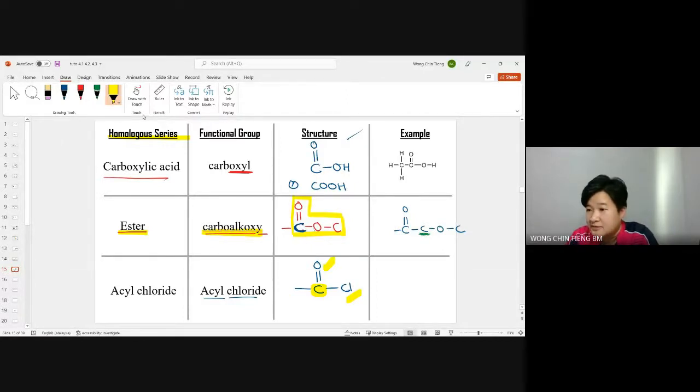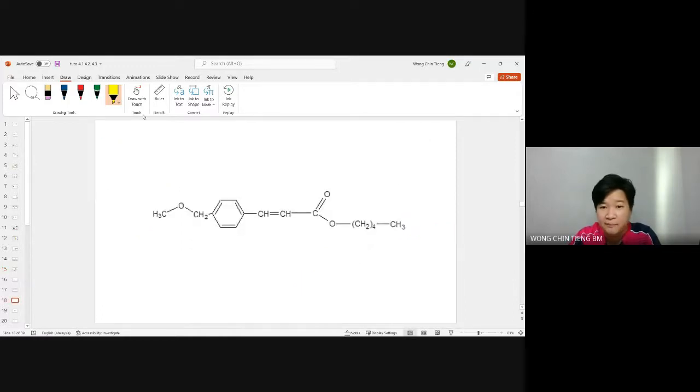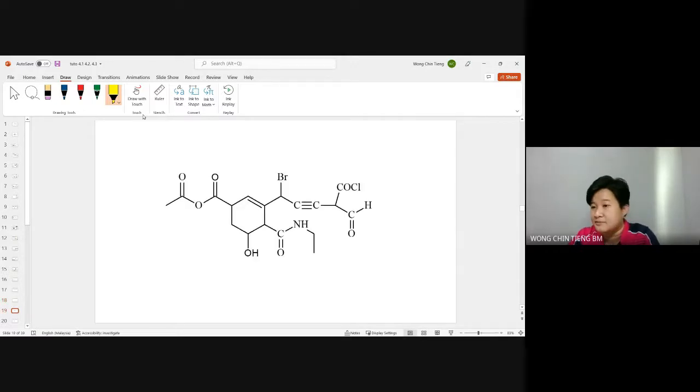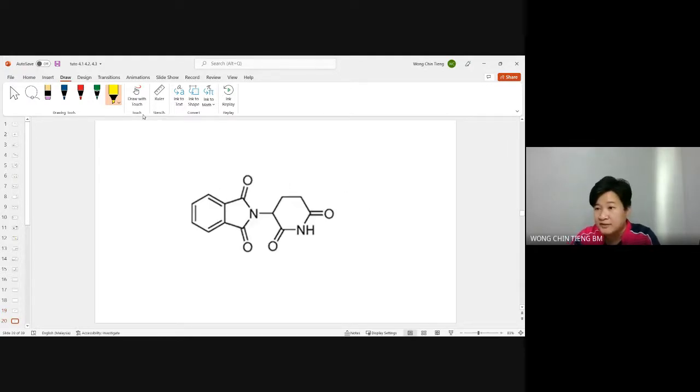Alright? Sebab bila saya bagi soalan dalam exam, saya akan bagi contoh soalan nanti. Nampak tak structure saya macam ni? Soalan exam akan keluar structure like this. Bila soalan exam keluar structure like this, you need to pay very close attention to the connection. Ada carbon atau tak ada carbon? Are they directly bonded? Alright?